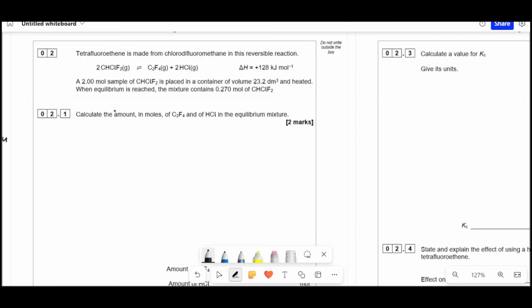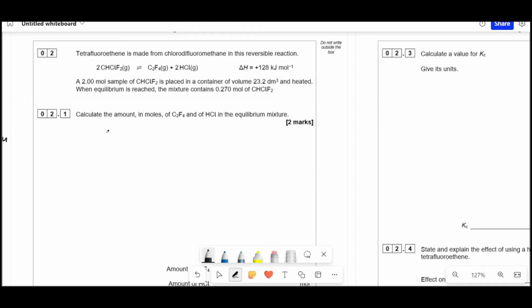Calculate the amount in moles of C2F4 and HCl in the equilibrium mixture. So don't just calculate random stuff for the sake of it. Think of what's going on. They just got 2 moles of that thing and left it. Over time, eventually, these two will have appeared. So obviously this must have dropped for these to appear because all of these must come from there.